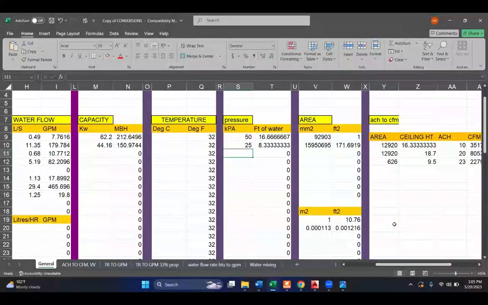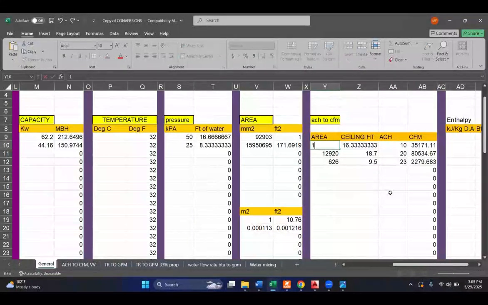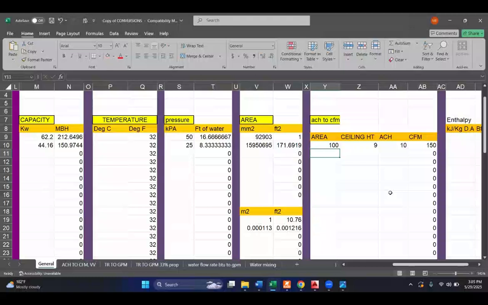And then we have the air changes per hour to CFM calculations. Here we have area, like if we have the area of 100 square feet and we have a ceiling height of 9 feet and we have then air changes of 10, it gives us 150 CFM. The formula is already entered. Let's say we have 150 square foot of area, ceiling height is 7.5 feet, air change required is 6, and it comes out to be 112.5 CFM.